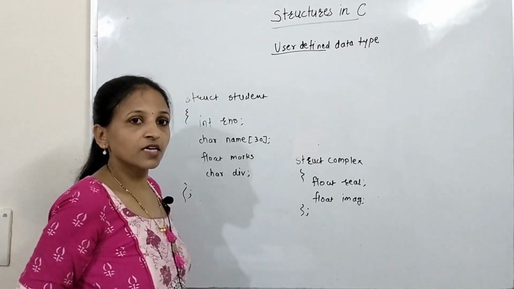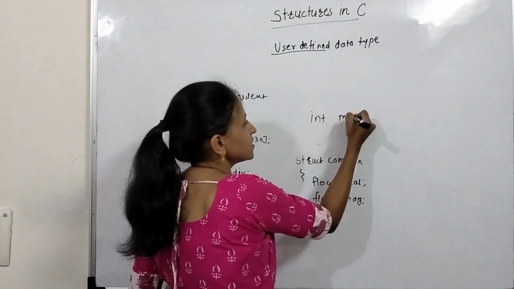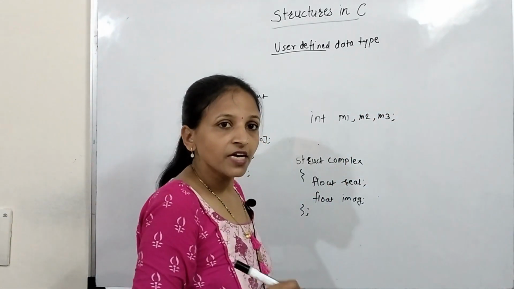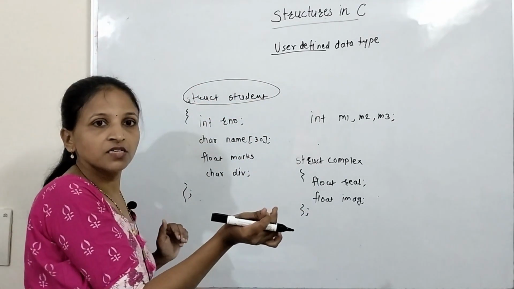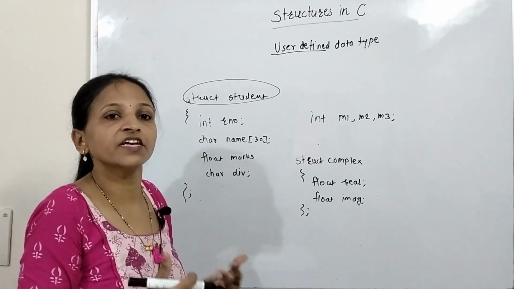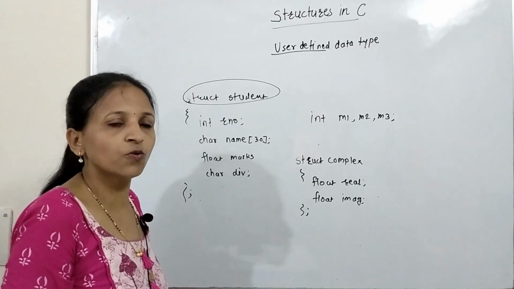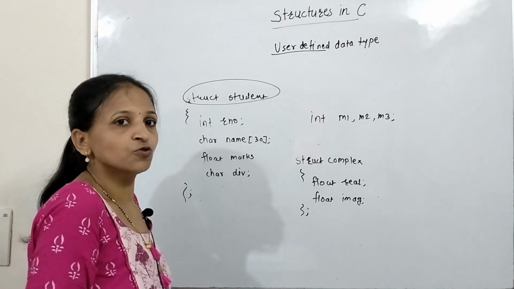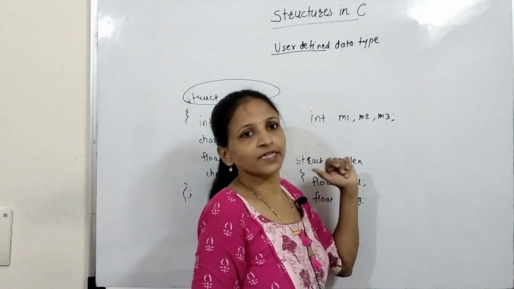Why data type? See, we have created 3 variables of this integer. In the same way, we can create variables of this struct student. That's why this is called a user defined data type. This is again a data type. We are creating our own data type here. Now that data type we can use to create any number of variables, just like a built-in data type.